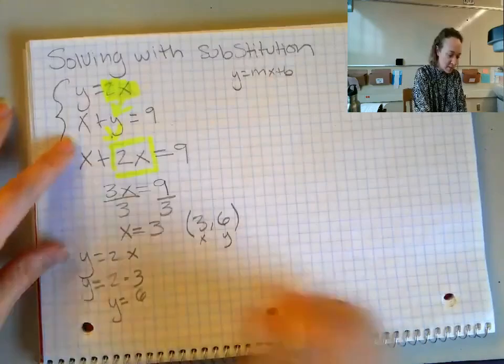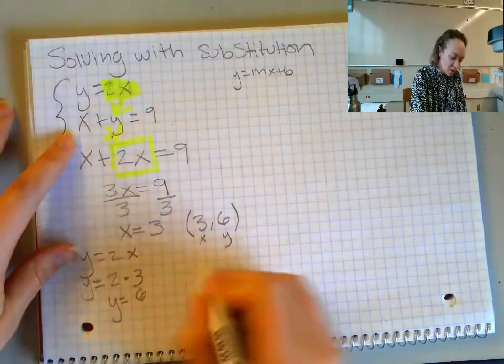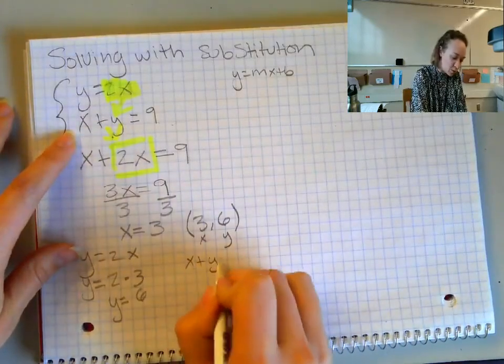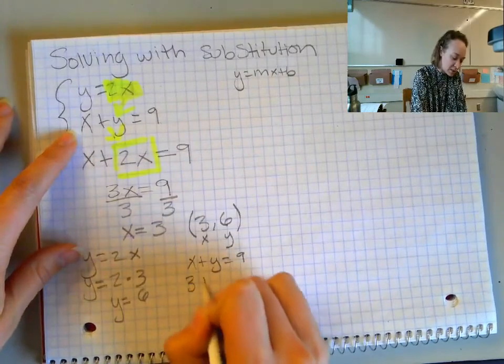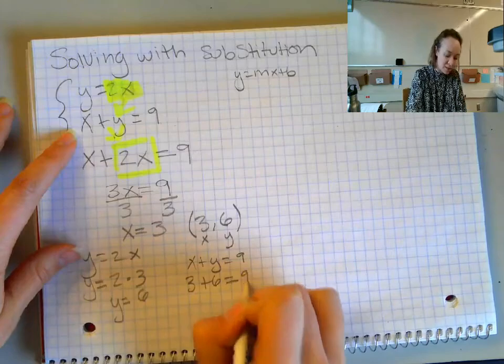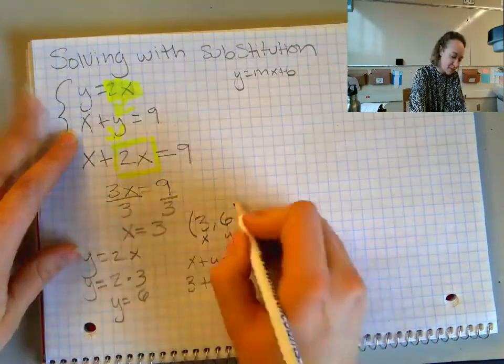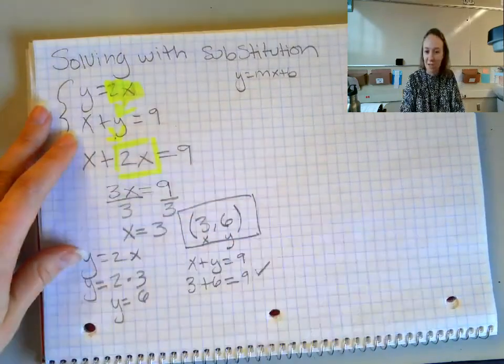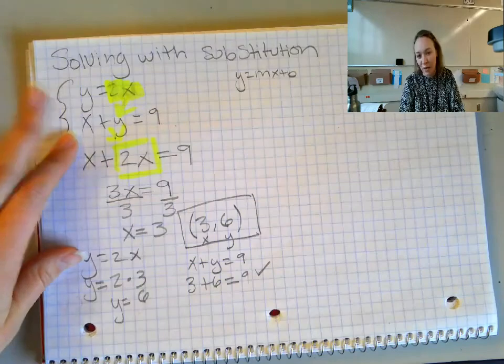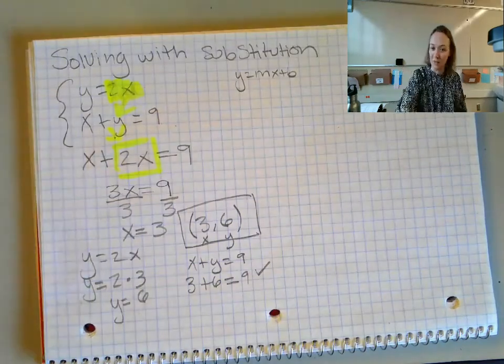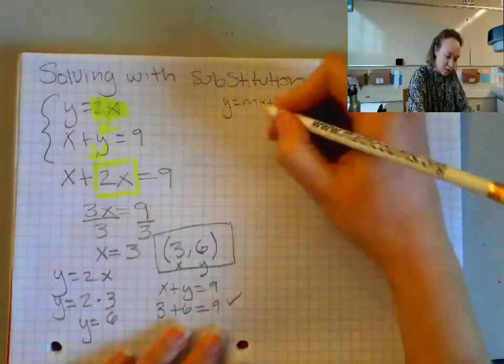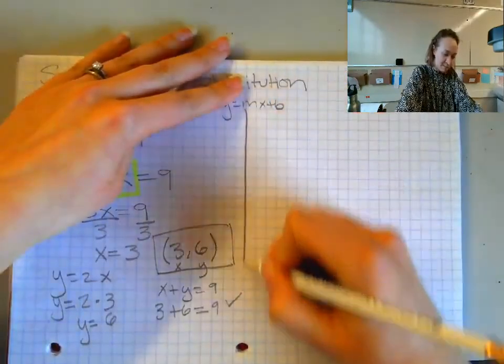But to check it, I'm going to use that bottom equation. x plus y equals 9. 3 plus 6 does, in fact, equal 9. Hooray, it worked. There is my final answer, the intersection point of those two lines, otherwise known as the solution to the system.